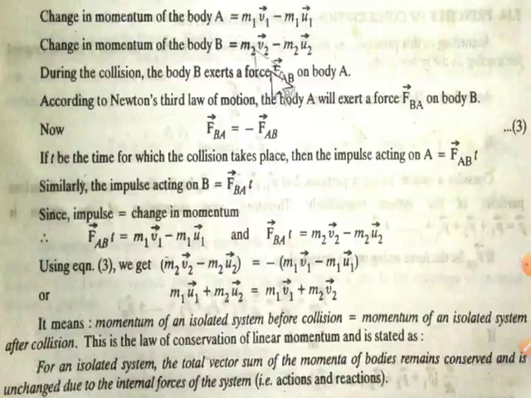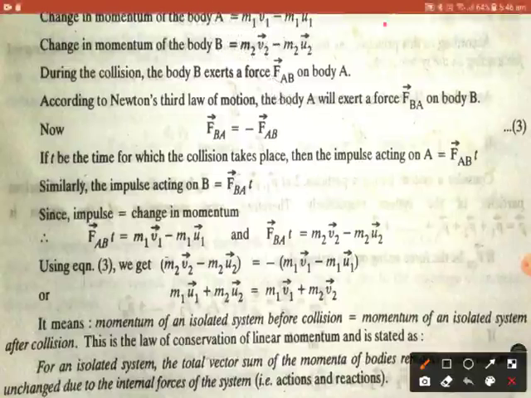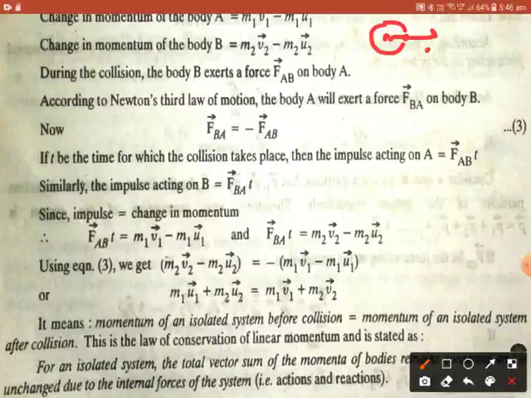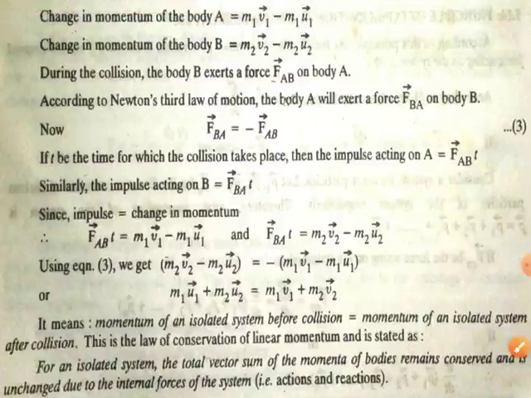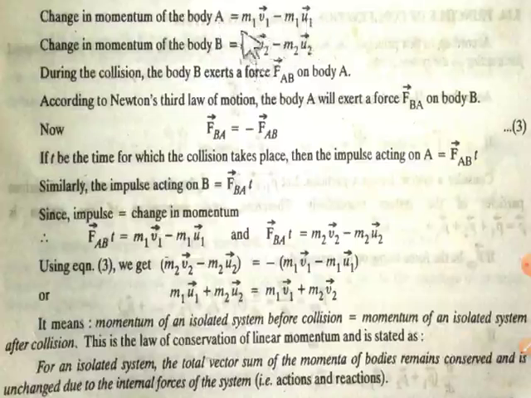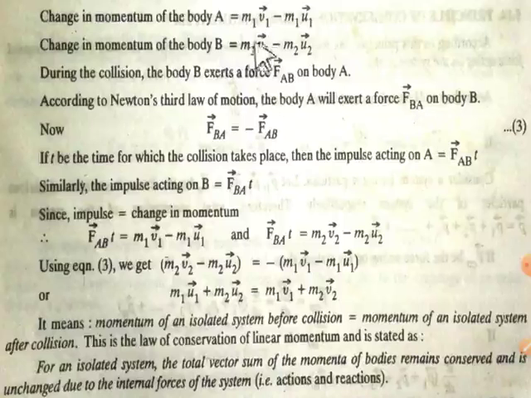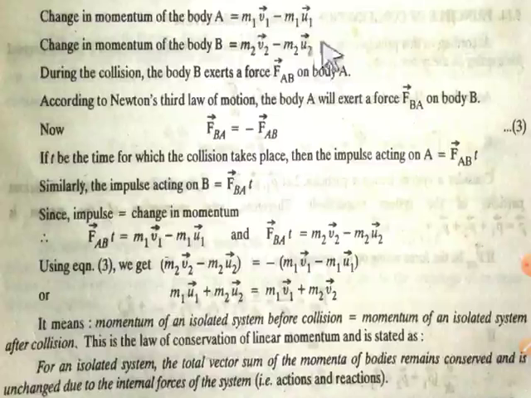Now body A moves with final velocity v1 after collision, and body B, having mass m2, moves with velocity v2. So m1 v1 is the final momentum of body A, and m1 u1 is the initial momentum of body A. Likewise, m2 v2 is the final momentum of body B, and m2 u2 is the initial momentum of body B. So the change in momentum for body A will be expressed like this, and similarly for body B it will be expressed in this way.